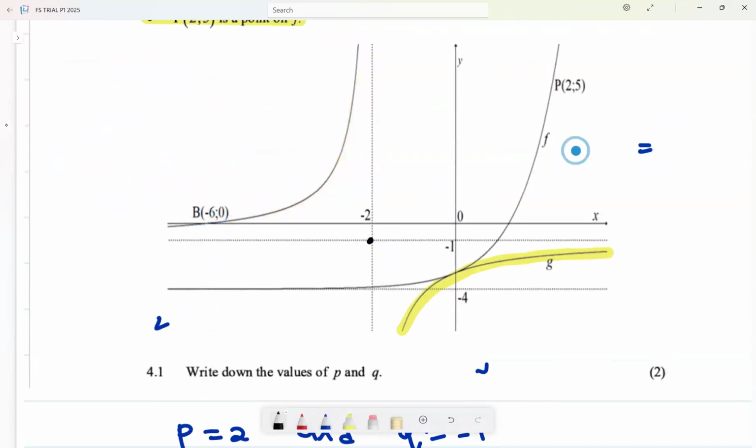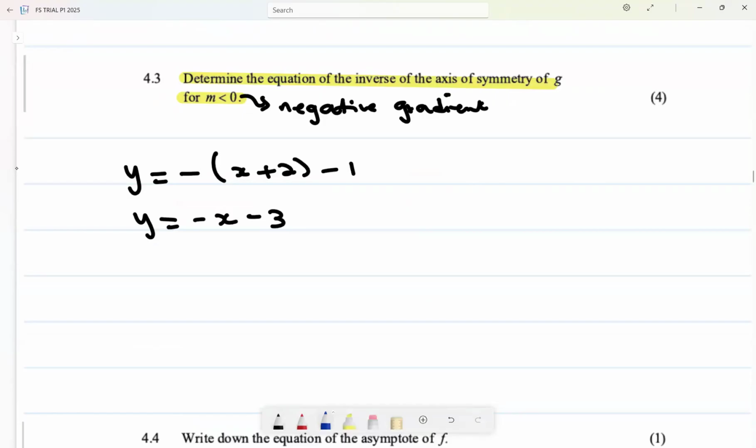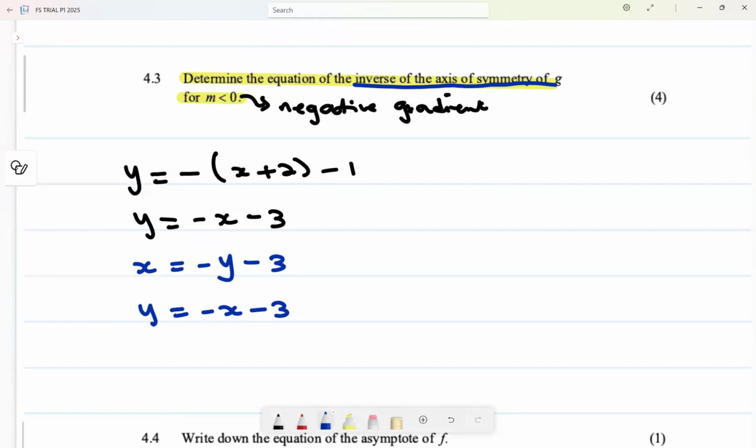Then remember, you don't want the equation of that one, but rather the equation of the inverse of the axis of symmetry. So you need the inverse of this one. So how do I find the inverse? I need to swap x and y. When I swap x and y, it's going to be x is equal to -y. Guys, when I swap x and y, the sign will remain the same. And then I need to solve for y. When I take y to the other side, it's going to be -x, and then -3.